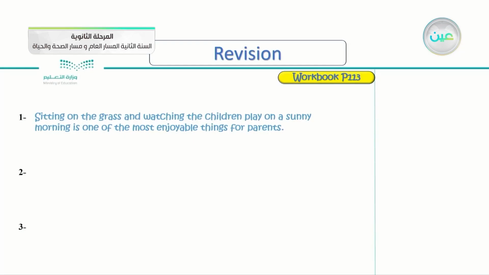So number 1, I've written: Sitting on the grass and watching the children play on a sunny morning is one of the most enjoyable things for parents. That is very correct, of course. Sitting on the grass, this is a gerund here, and watching the children play on a sunny morning is one of the most enjoyable things for parents. So what about number 2? Can you come up with a second sentence?